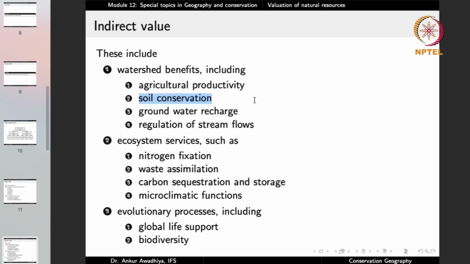or groundwater recharge or regulation of stream flows. Similarly, ecosystem services such as nitrogen fixation, waste assimilation, carbon sequestration and storage, microclimatic functions. Similarly, if you look at evolutionary processes, including global life support and biodiversity, then forests support various life forms. Forests support various forms of biodiversity. When that happens, the ecological processes are more and more stabilized. So this is again a utility of the forest, but this is an indirect utility.